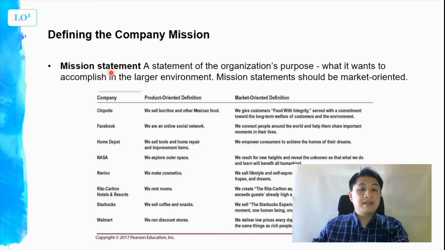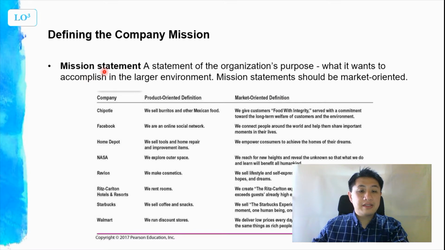The mission statement is a statement of the organization's purpose, what it wants to accomplish in the larger environment, and the mission statement should be market oriented. So what do we mean by market oriented? In defining the mission statement, there is what we know as a product oriented definition as well as a market oriented definition. If you recall from our previous video, we talked about the marketing management orientation. To have a marketing management orientation, we will have to have a market oriented definition for the mission statement.